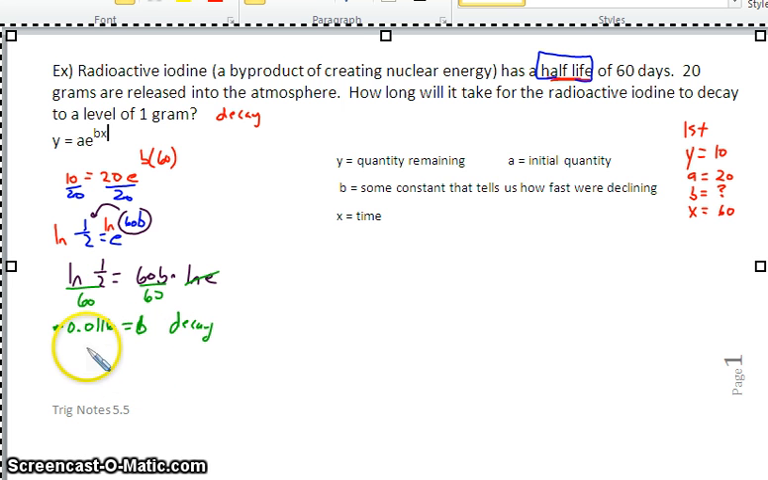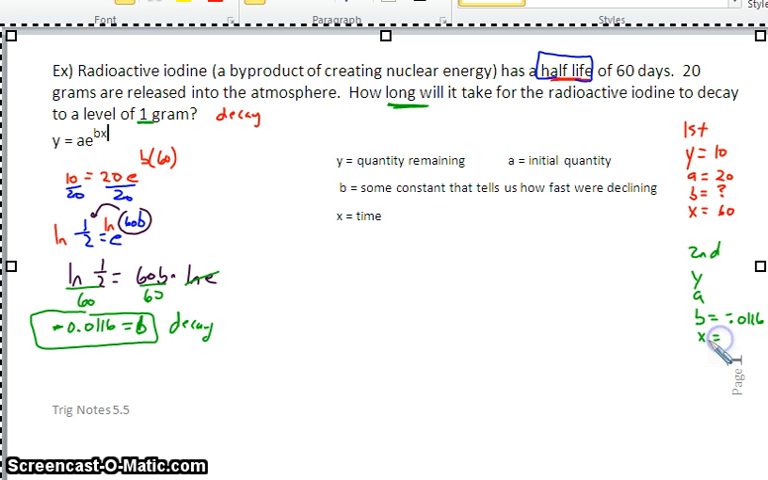Okay, so we found the decay rate, or the growth rate. In this case, it's a decay rate. Now let's answer the question. How long, so find time, for it to get to 1 gram. So the second time that I do this, putting down my variables again, we just found our growth rate, negative 0.0116. Time, our x, is what we're trying to find. We want to know how long it will take to go down to 1 gram.